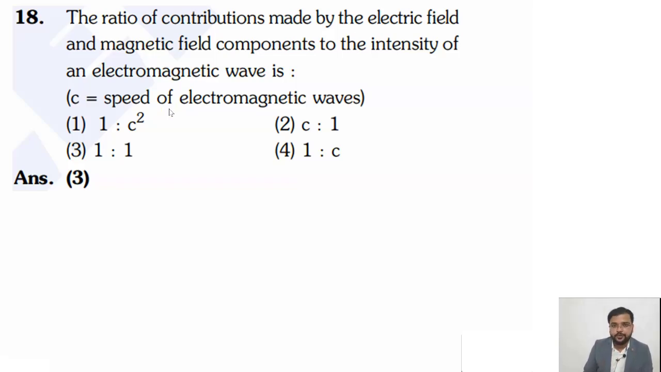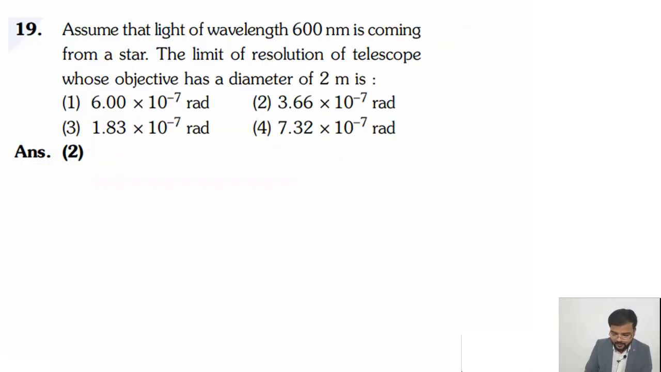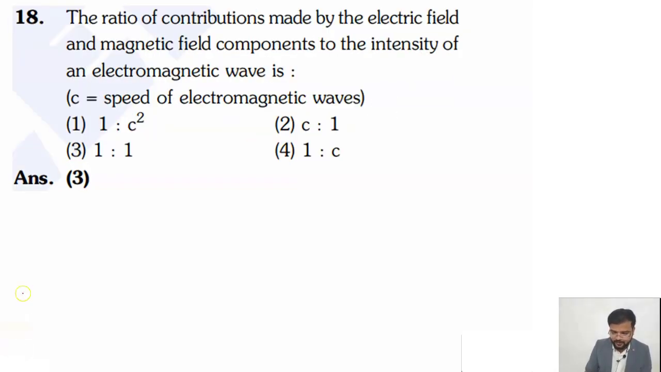If you know the basic things about electromagnetic waves, you can give the answer for this question. If you read the NCERT electromagnetic waves chapter, you can easily answer it. So the ratio will be 1 by 1. So that's why the answer is 3. This answer is correct. Let's see the next question.